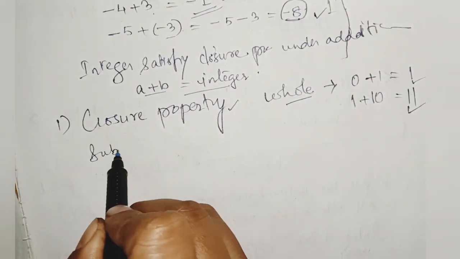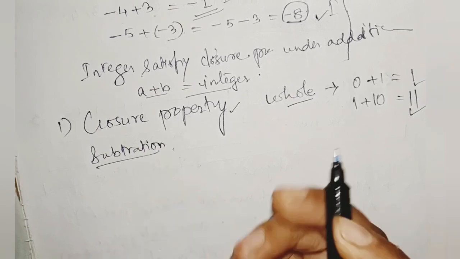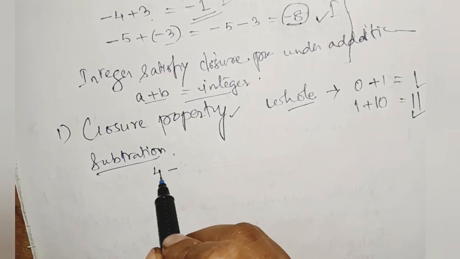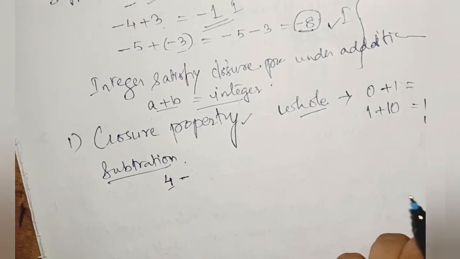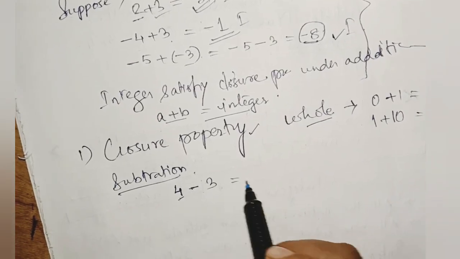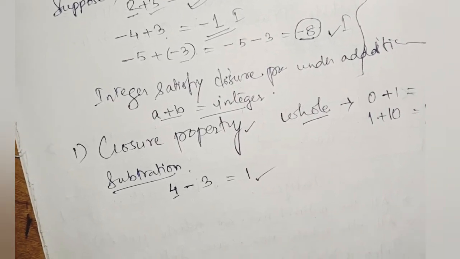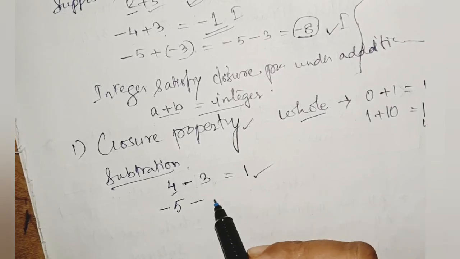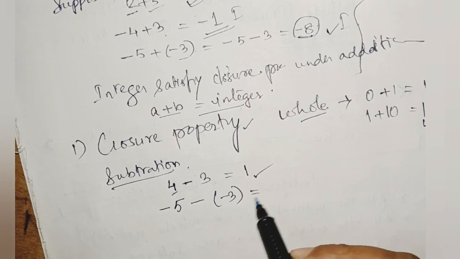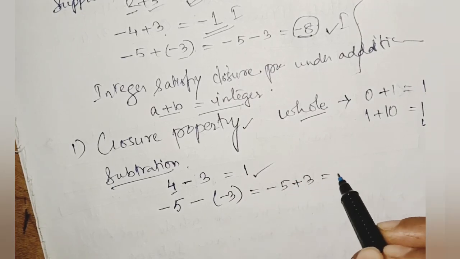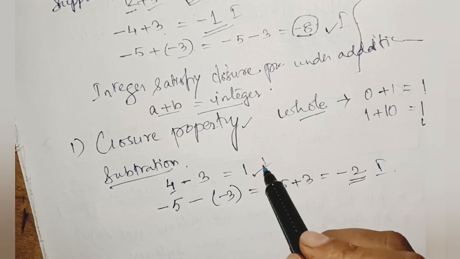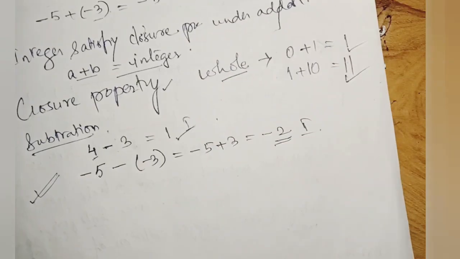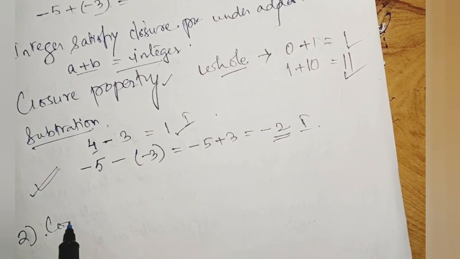But what about the closure property for subtraction? When we subtract two numbers, let's see the result. Take any integers, suppose 4 minus 3. What do we get here? 1. This is also an integer, right? Again, take -5 minus 3, which gives -5 plus... sorry, -5 minus 3. Taking -5 plus 3 gives -2, which is also an integer, right? So the closure property is satisfied for subtraction also. Next is the commutative property.